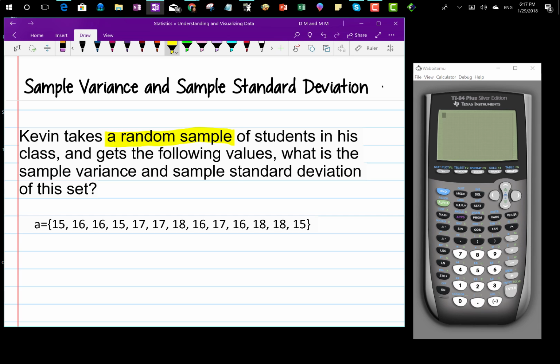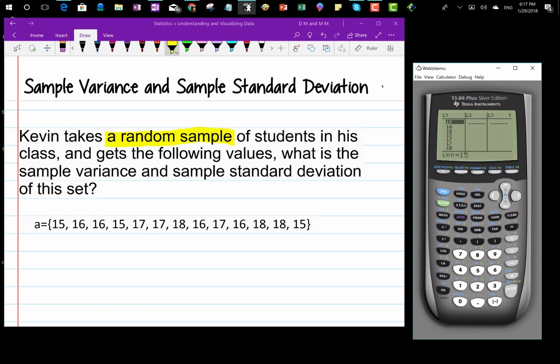So what I want to do is begin by entering all of this data into a list. And I've already entered mine into L1. So I want you to pause the video here and enter this data into L1 in your calculator. When you're done, press play to resume. Okay, so you've entered all the data into L1.